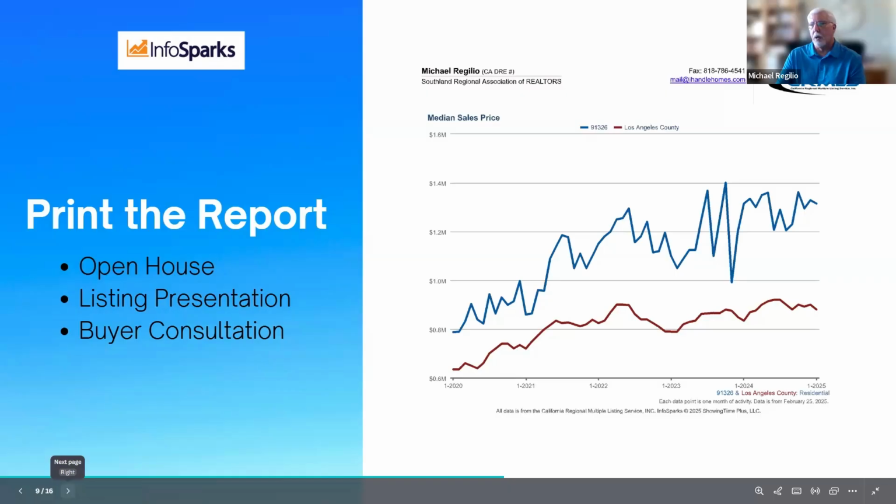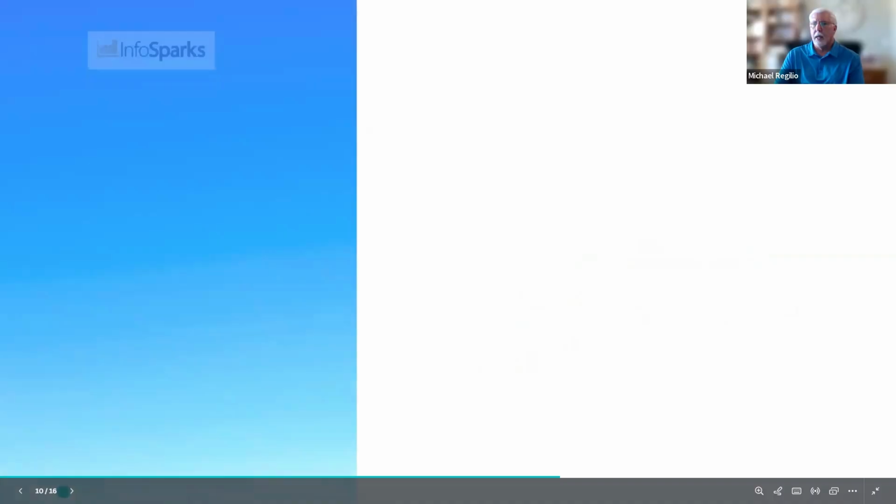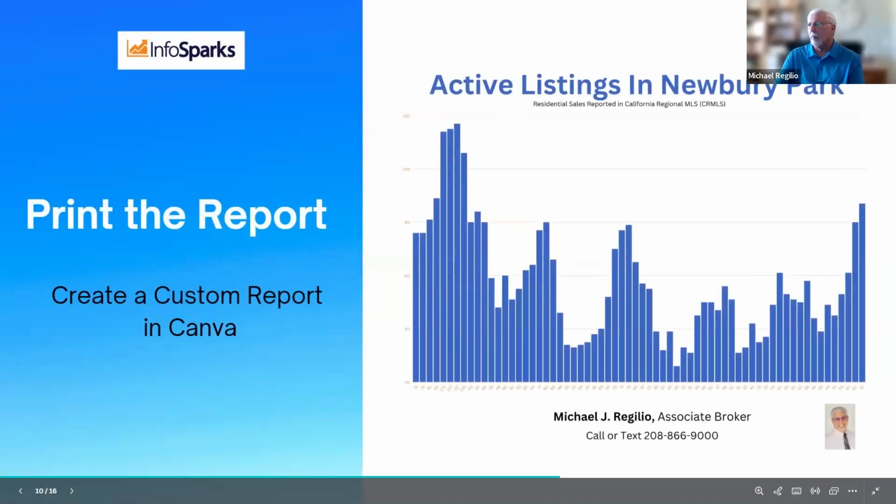We always use them in our listing presentations to be able to show sellers, whether it's a buyer's market or a seller's market, what are things selling for compared to what they're listing for? Do we have to add room in to negotiate? How long is it going to take to sell it? And do you need to be gone before the median days on market, or are you okay with being on the market a while? And then buyer consultations, the same thing.